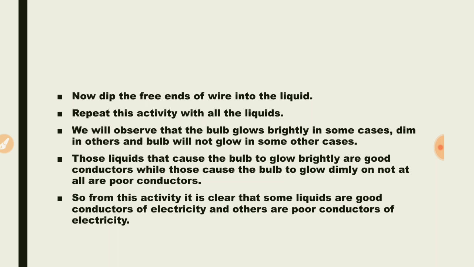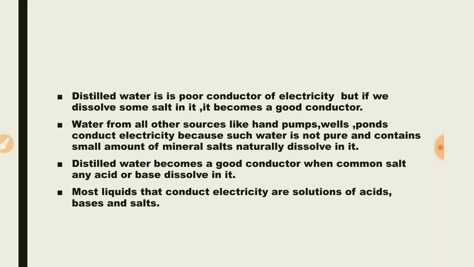So those liquids that cause the bulb to glow brightly are good conductors, while those that cause the bulb to glow dimly or not at all are poor conductors. So from this activity, it is clear that some liquids are good conductors of electricity and others are poor conductors of electricity. Now, what about distilled water?